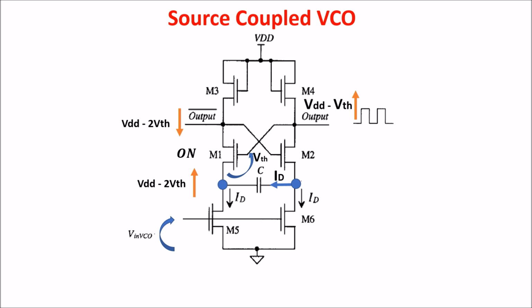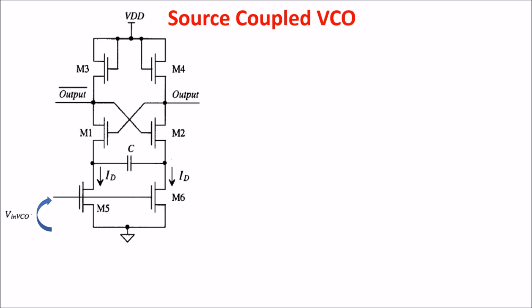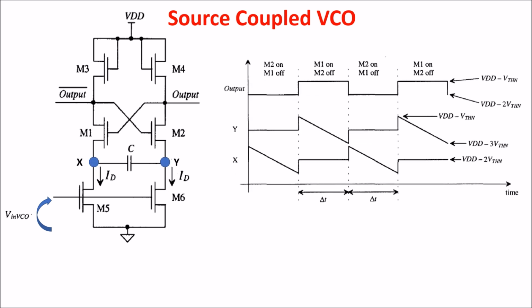This sudden increase of voltage in the drain of M5 doesn't give the capacitor time to charge, and it lets pass the voltage increase to the other end of the capacitor, which rises from VDD minus 2V threshold to VDD minus 1V threshold. So, calling the ends of the capacitor points X and Y, we have this voltage behavior on the output and on the ends of the capacitor.